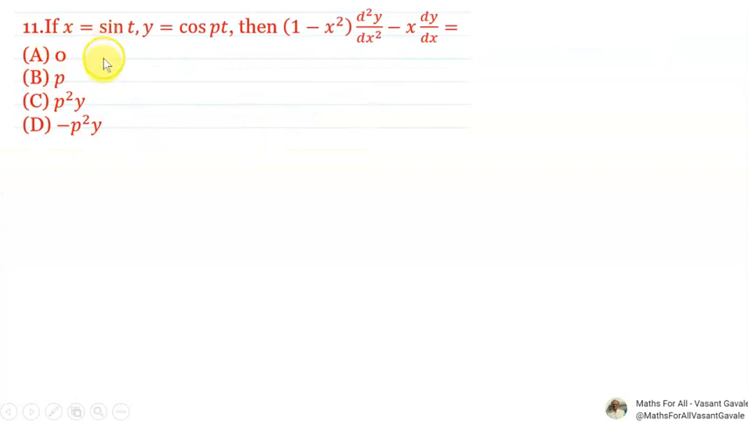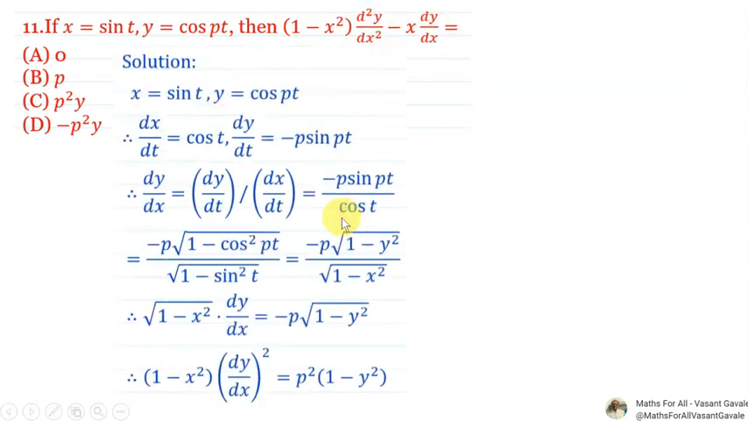Next example. If x is equals to sin t, y is equals to cos of pt, then in bracket 1 minus x square into d2y by dx square minus x times dy by dx is equals to. x is equals to sin t, y is equals to cos of pt. Now differentiate this with respect to t. Sin of t's derivative is cos of t. dy by dt is equals to cos of pt's derivative, minus sin of pt into derivative of pt is p. Okay, t's derivative is 1.